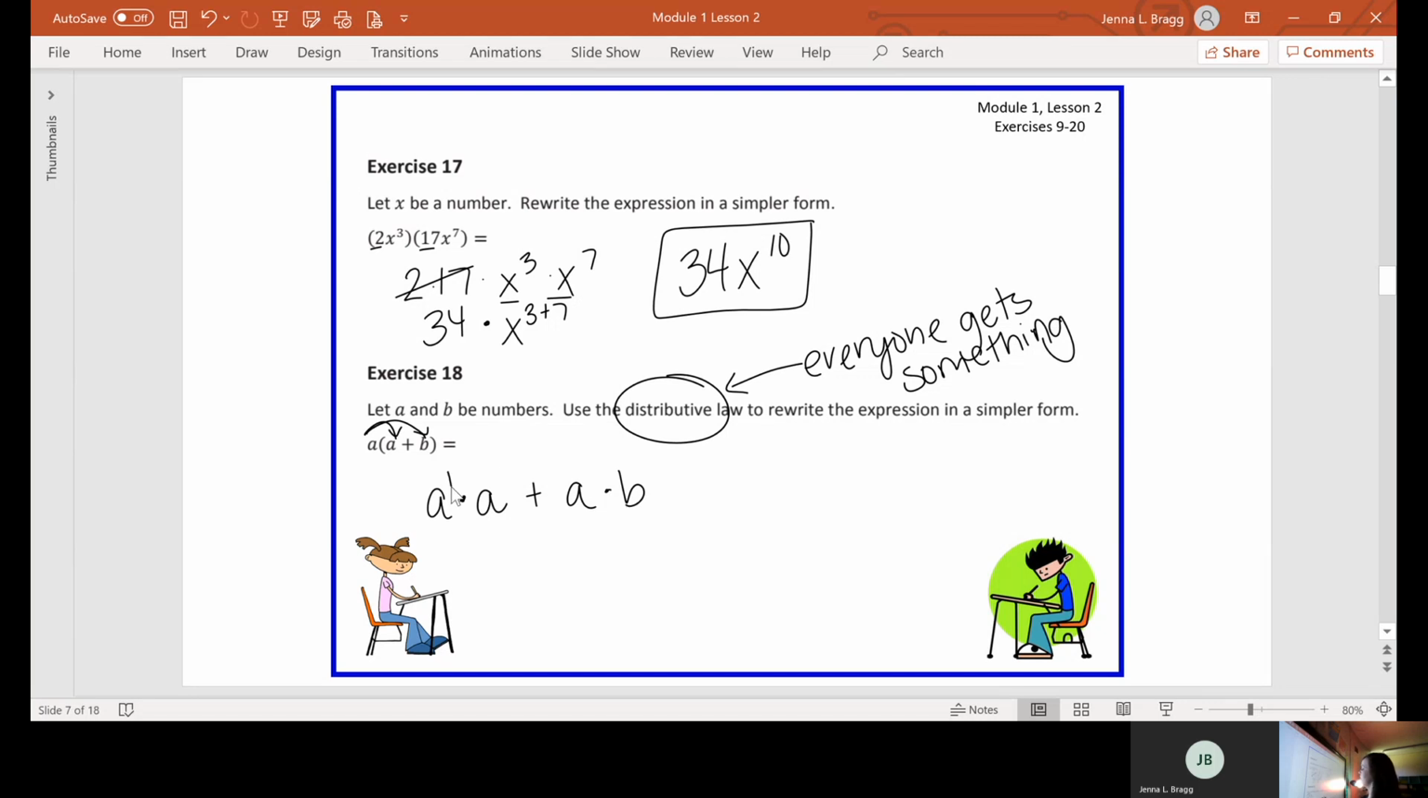Earlier, I told you that if there's no exponent, it's understood that that's a 1. So if I'm multiplying A to the first times A to the first, that's A to the 1 plus 1, which gives me A squared, or A to the second. I cannot add exponents of A and B, but I can multiply those together to get AB. So your final answer would be A squared plus AB.